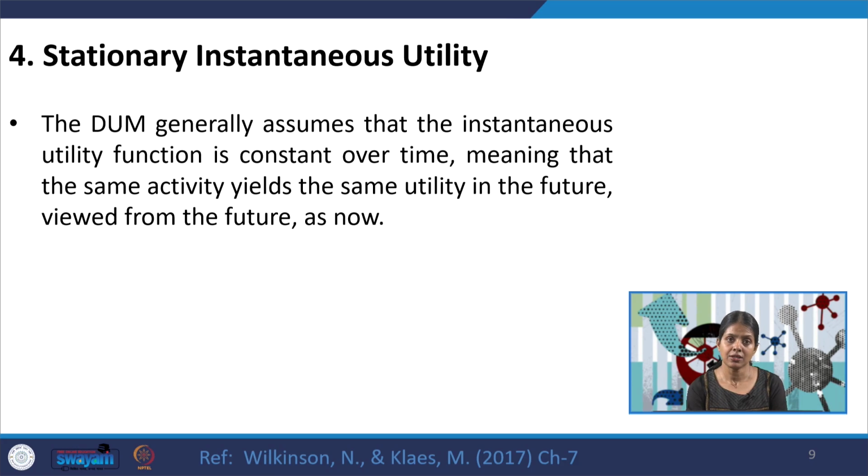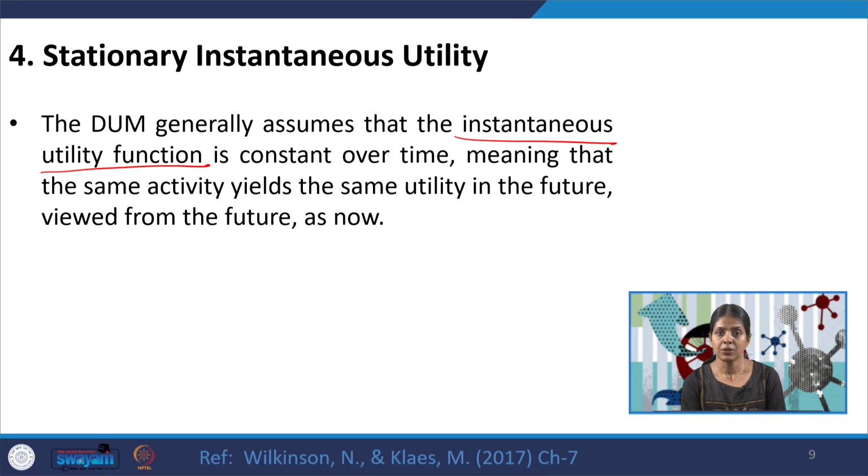The fourth one is stationary instantaneous utility. The DUM generally assumes that the instantaneous utility function is constant over time, meaning that the same activity yields the same utility in the future viewed from the future as now. So, instantaneous utility function means the utility is generated by a functional form which is a result of what I am doing currently. Suppose I am reading a book, the satisfaction that I am getting from it is my instantaneous utility.